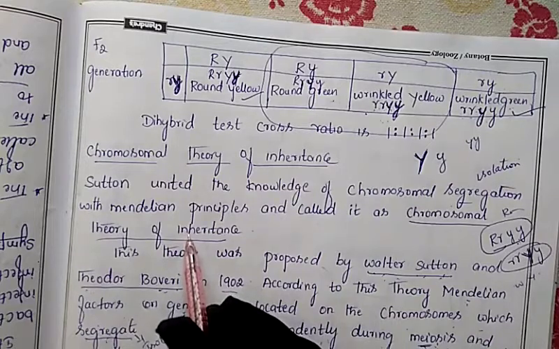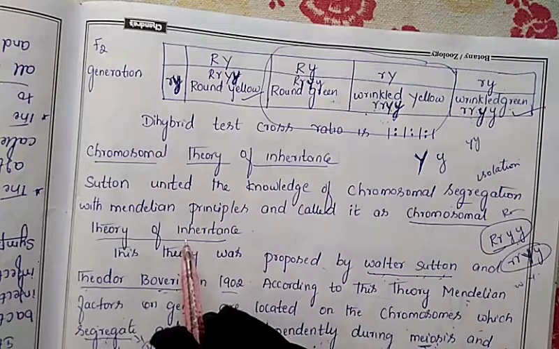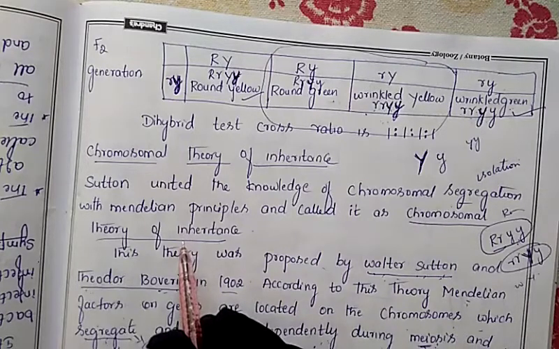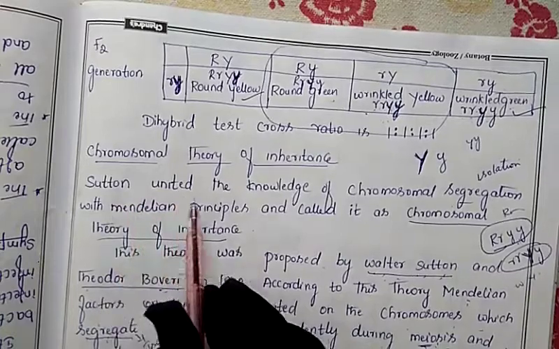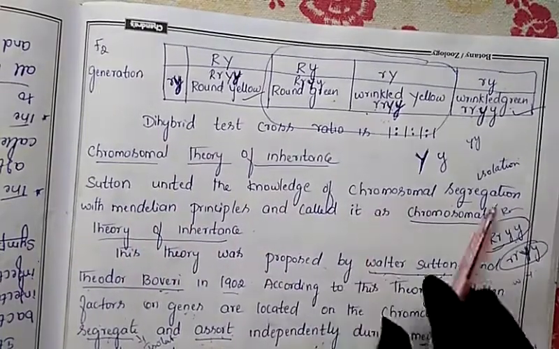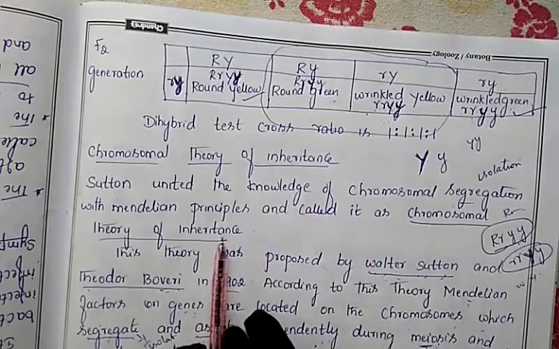The genes sit on the chromosome. All this concept was given by Mendel, and he formulated these things in the form of principles and laws. That is why Mendel is known as the father of genetics, Gregor John Mendel. We call him the father of genetics because he is the first person who told about inheritance and heredity. So what Sutton did was unite the knowledge of chromosome segregation with Mendel's principles and call it the chromosomal theory of inheritance.